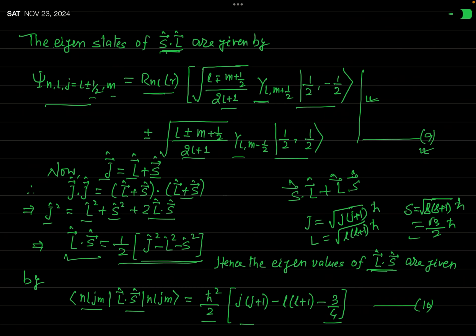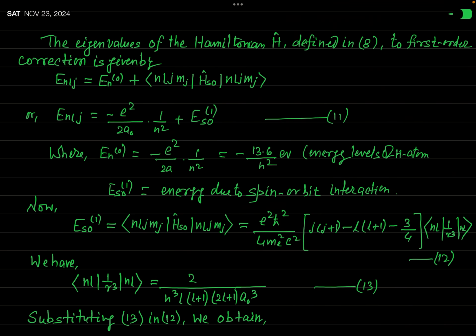So the eigenvalue of H will be the eigenvalue of H naught, and the eigenvalue of H naught is equal to E n 0. When you say E n 0, this is actually the energy levels of the hydrogen atom. Okay, and plus the eigenvalue of H SO, which is given by this expression. This is the expectation value of H SO. So E n l j, these are the eigenvalues of the Hamiltonian H defined in that equation to first order correction.